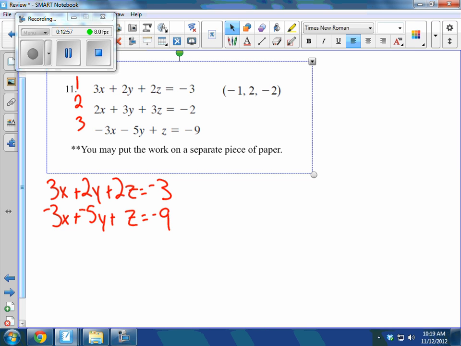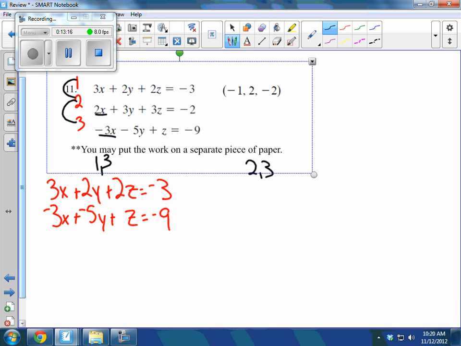And now I need to pair up another 2. So I will either pair up 2 with 3 or 1 with 2. And I'm going to pair up 2 with 3 because when I look, I've got a positive 2x and a negative 2x. So that's just a little bit less work. So here come 2 and 3. And as I write these down, I do go through and add the opposite on everything.